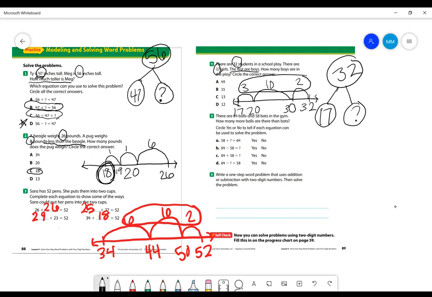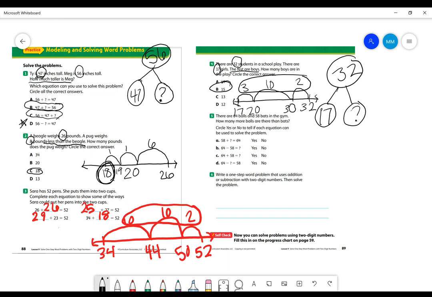What would be the total for the number of boys? We had 2 plus 10 plus 3. So 10, 11, 12, 13, 14, 15. So what is our correct answer? 15 boys. All right, let's look at 5.